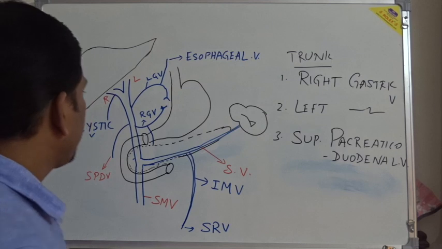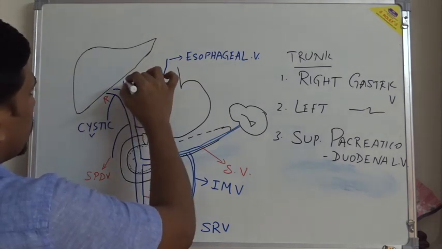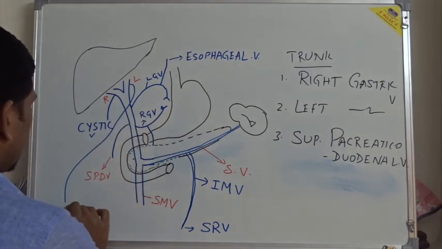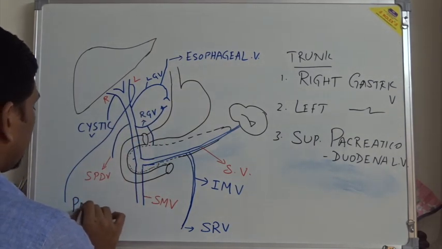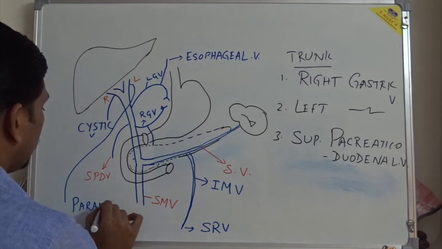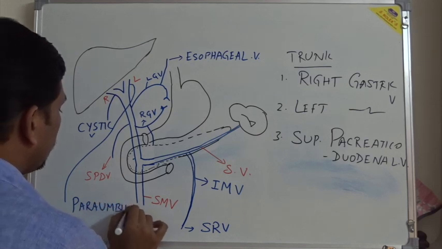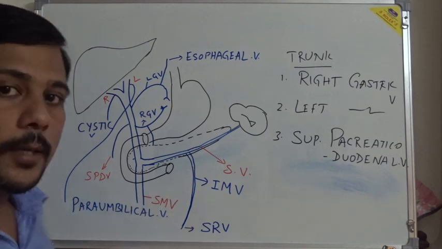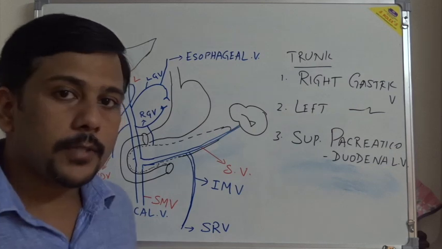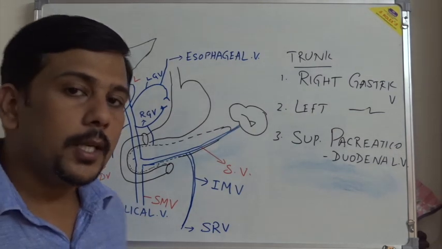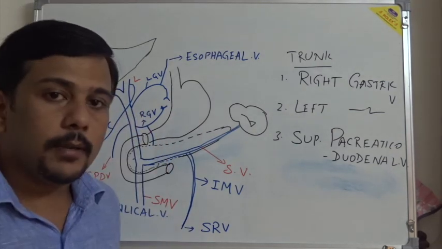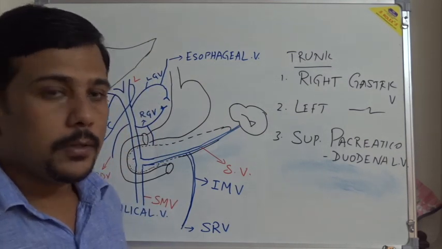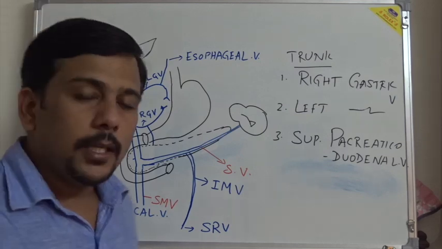Cystic vein. Okay. Whereas from the left, there is one more very important vein, that is the long one, the para-umbilical vein. Okay, from the right branch we have cystic vein as the major tributary, and to the left branch we have the para-umbilical vein as the major tributary. So these are all the tributaries of the portal vein.